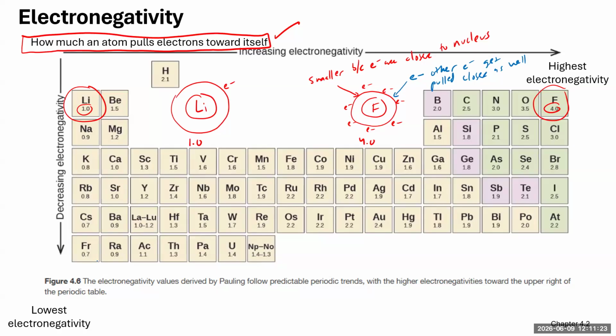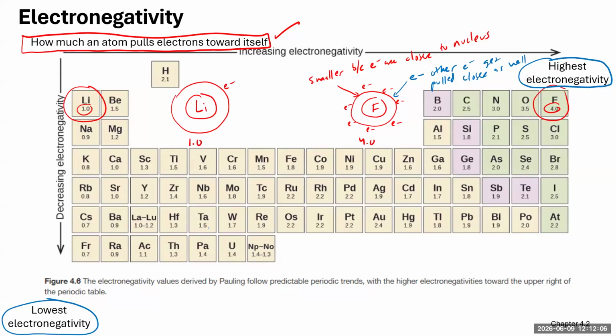Some classes make you use these electronegativity values. What really is important is that you know the highest electronegativity values are up and to the right of the periodic table, near fluorine. Fluorine is the most electronegative atom there is, so we're going to use fluorine as our kind of symbol. The opposite end of the periodic table, all the way over to the left and down, is going to be the lowest electronegativity.